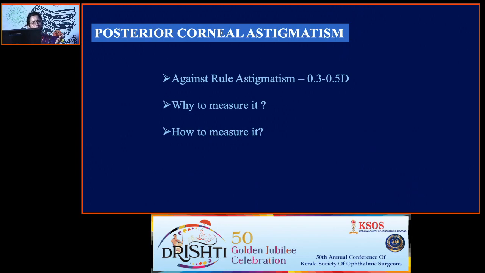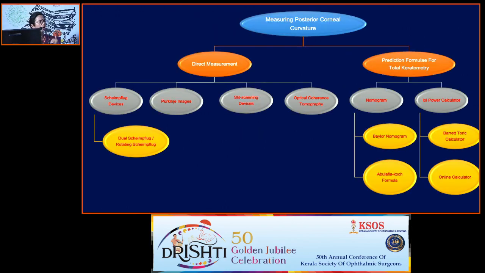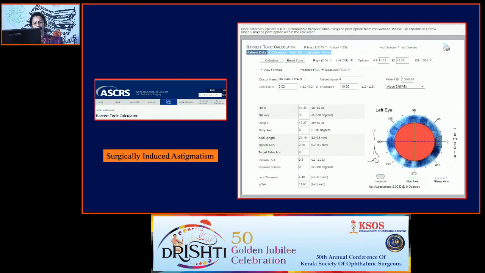Some of the newer optical biometers, manual keratometers and topography-based systems measure only the anterior cornea. So why is it important to measure the posterior cornea? Because of the concept that if it is not corrected, the with-the-rule astigmatism will be overcorrected and the against-the-rule will be undercorrected. Some of the newer optical biometers, like the IOL Master 700, can measure the posterior cornea also.